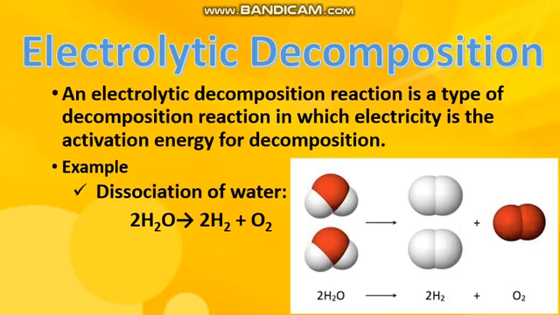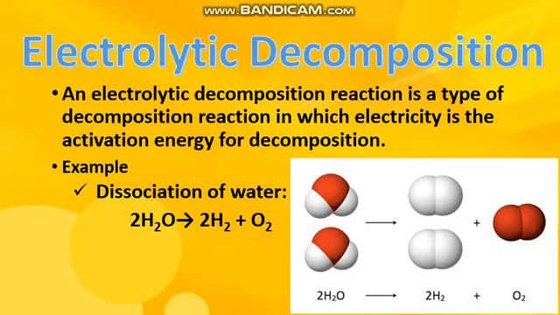Let me take the next form of decomposition reaction, which is electrolytic decomposition. As the name suggests, electrolytic. Electrolytic decomposition reaction is a type of decomposition reaction in which electricity is used. So electricity is the activation energy for decomposition. This is an important reaction which is used for producing hydrogen and oxygen when water dissociates.